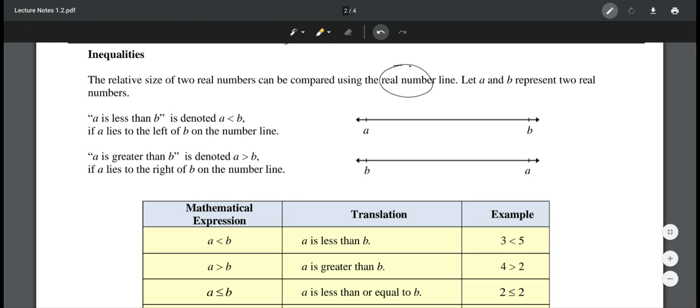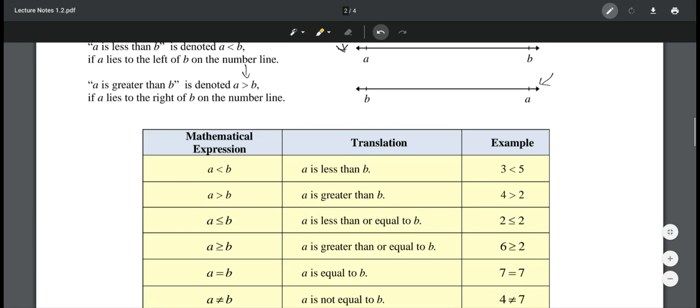So if A is less than B, remember this is the less than side. It also corresponds to the negative infinity on your number line. A is greater than B. This symbol is the greater than side of the number line, so it represents positive infinity.